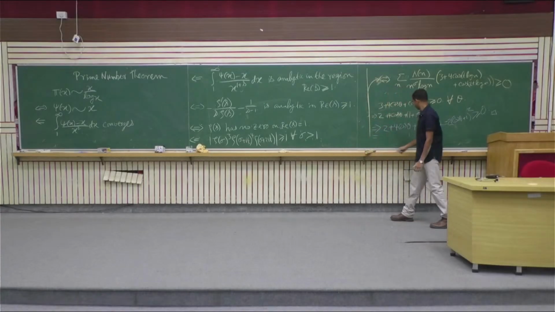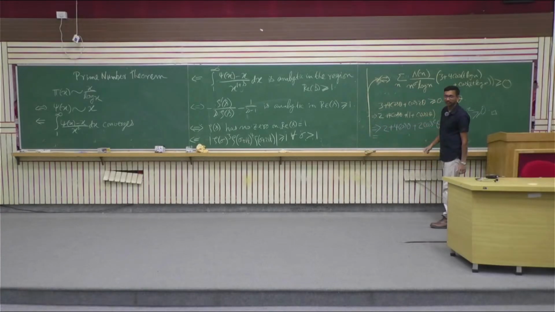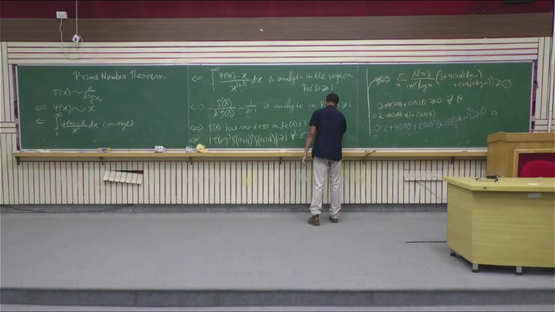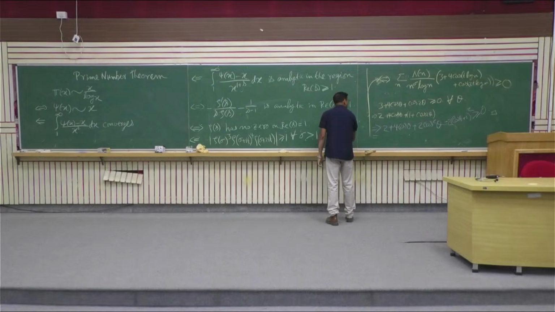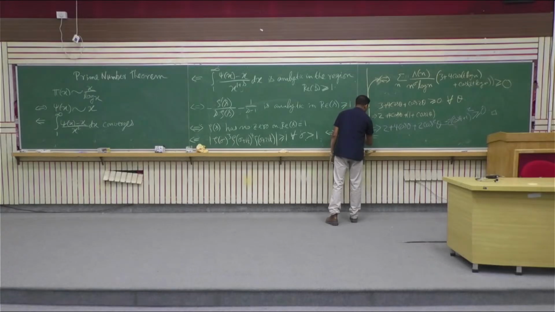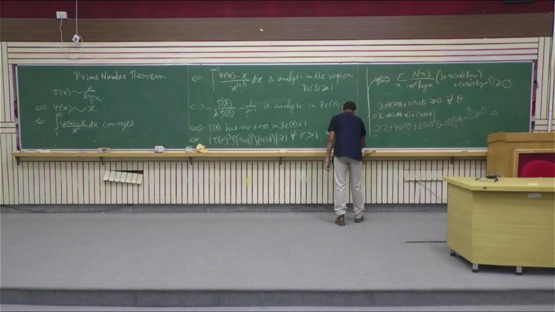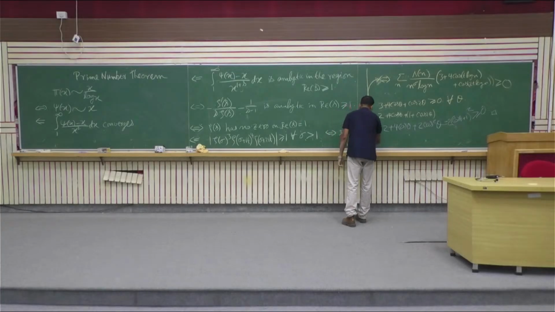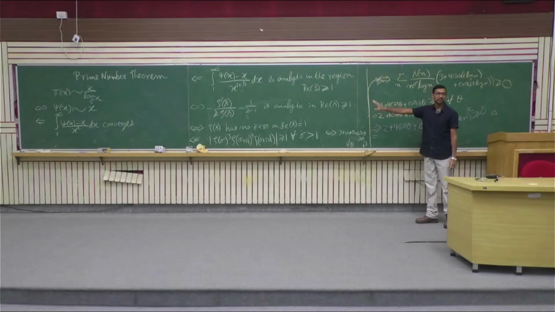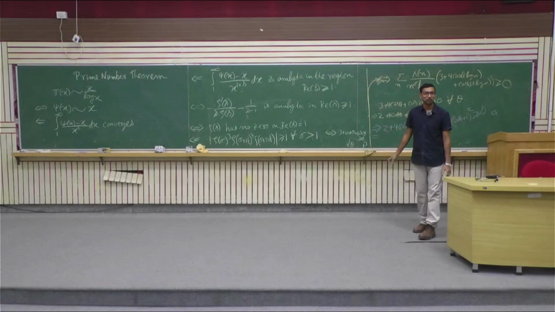And this one came from this fact: cos 2 theta is greater than or equal to 0 for all theta. So that was the outline of the entire proof of the prime number theorem.